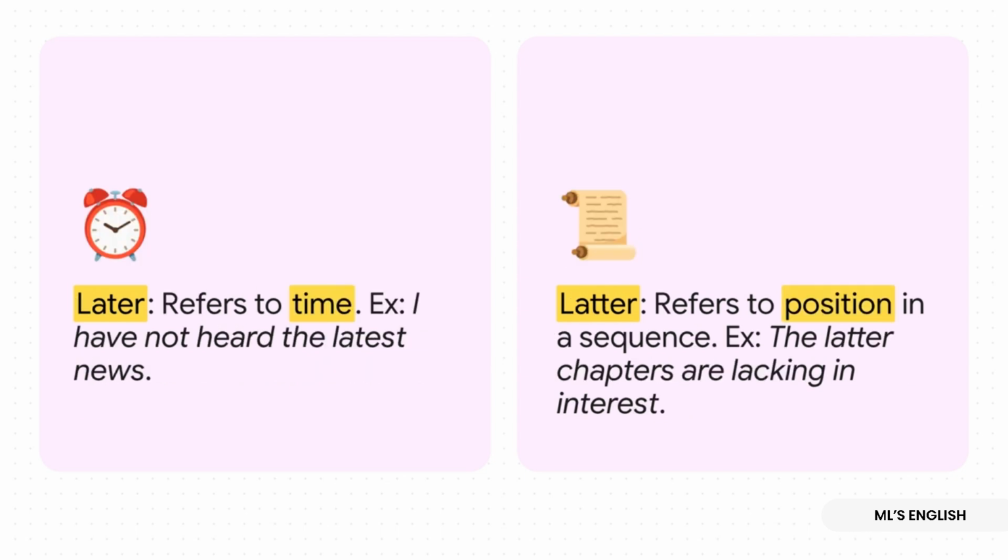Next up, later versus latter. This one's all about time versus position. Later and latest always refer to time. I'll see you later, or what's the latest news? But latter and last, those refer to the order of something in a list. If someone gives you two choices, you might pick the latter one, meaning the second one they mention.